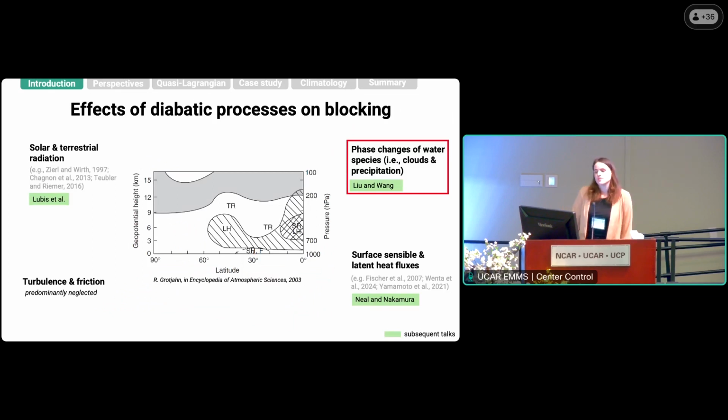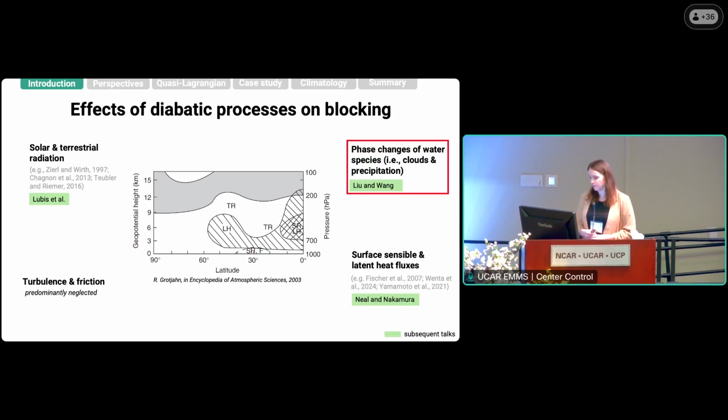If we think about the effects of diabatic processes on blocking, we just take these subcategories and look at what has already been done in the literature. Starting here with solar and terrestrial radiation, there are some studies showing that there's an effect when we look at the upper tropospheric PV anomaly and the effect of longwave radiative cooling.